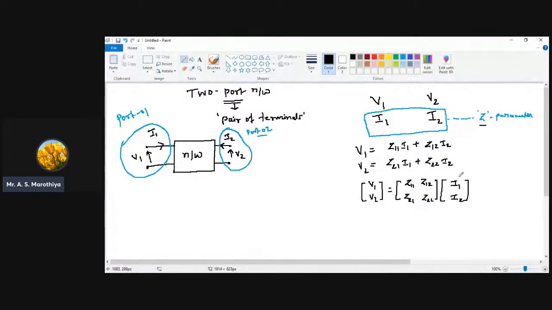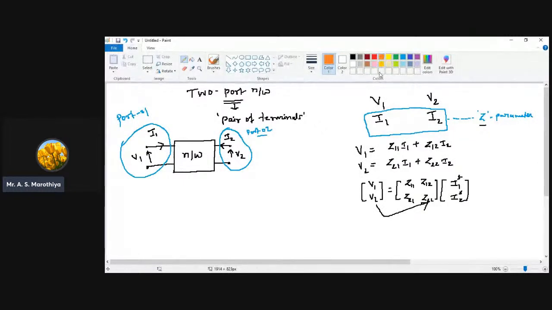So here I1 and I2 are independent, and we are trying to find V1 and V2 in terms of I1 and I2. This is very important. So this is the first possible condition, where we have assumed that I1 and I2 are independent, and we are trying to find V1 and V2 in terms of I1 and I2.